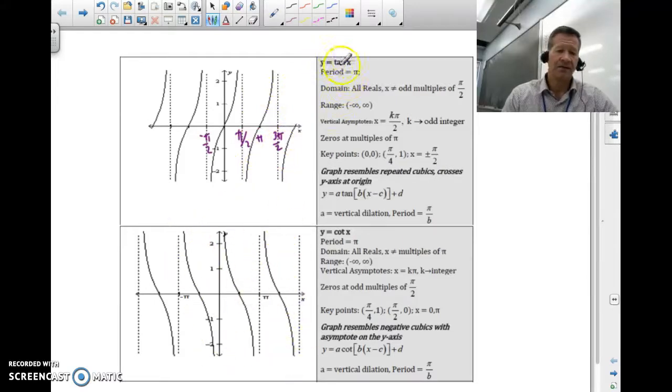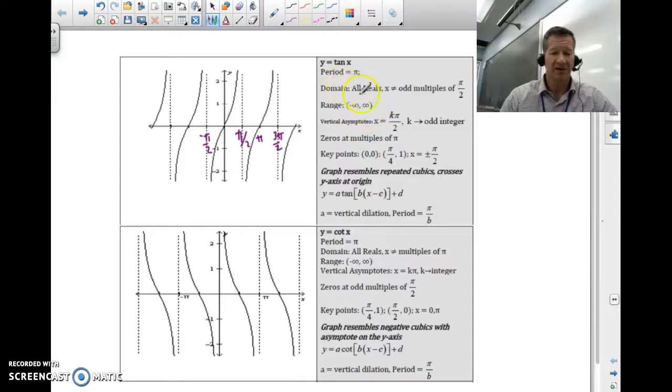Now, the period of the tangent and cotangent functions is simply pi, and you can find the period just by going from one asymptote to the next. You can see that they're 2 pi over 2 apart, both for tangent and cotangent. So the period is a little bit smaller. It'll complete a cycle in half the amount of time.